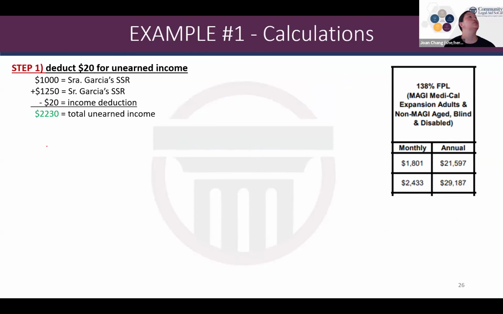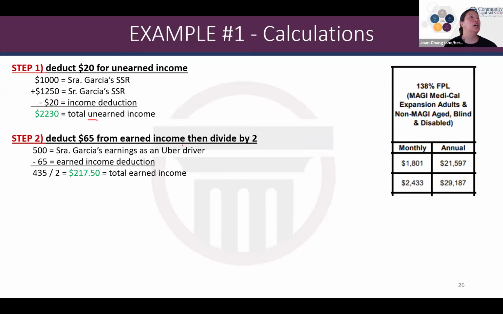All right, so let's do the math here. Step 1, you always get the $20 free off the top. So we're counting Senora Garcia's Social Security, adding Senor Garcia's Social Security, and then you get to deduct 20 bucks. So this is the total amount for unearned income. So this is step 1.